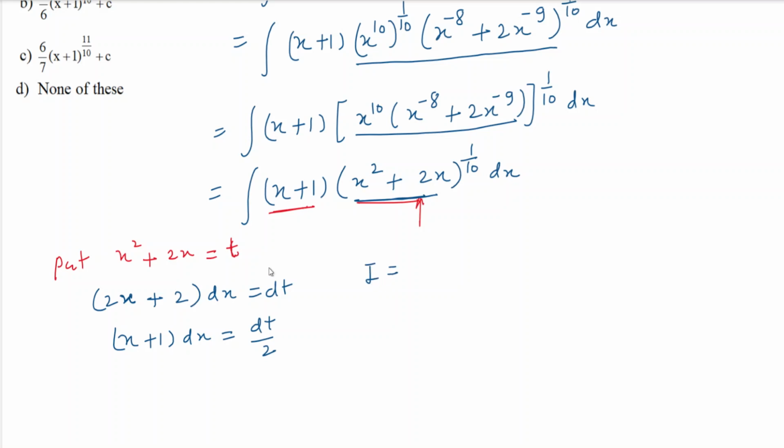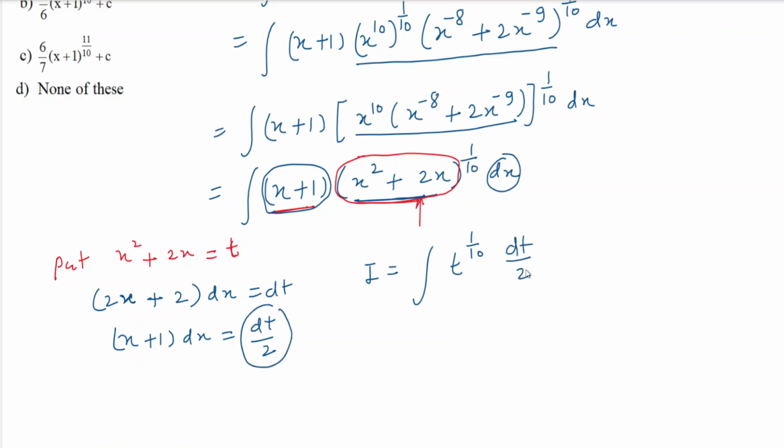Now see here, this integral I becomes integration of this x square plus 2x is t now. So this is t to the power 1 by 10 and x plus 1 dx. x plus 1 dx is now dt by 2. So this is dt by 2. Okay. Now, the constant here is taken outside of the integral, 1 by 2, and integration of t to the power 1 by 10 dt. So it is 1 by 2 and integration of t to the power 1 by 10. Integration of x raised to n is x to the power n plus 1 by n plus 1. So it becomes t to the power 11 by 10 by 11 by 10 plus c.